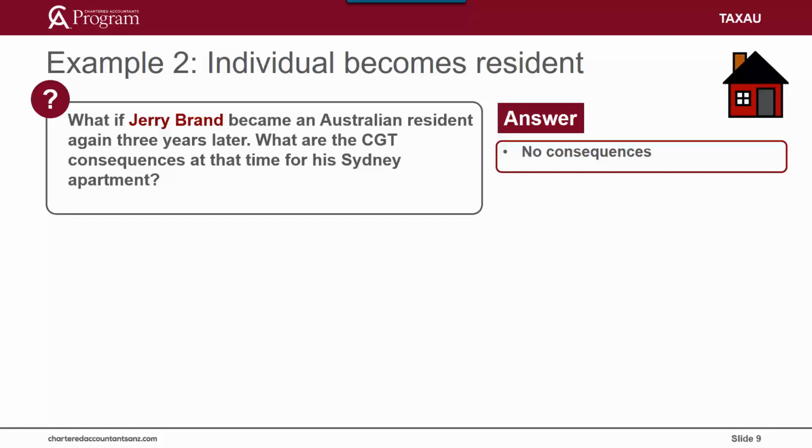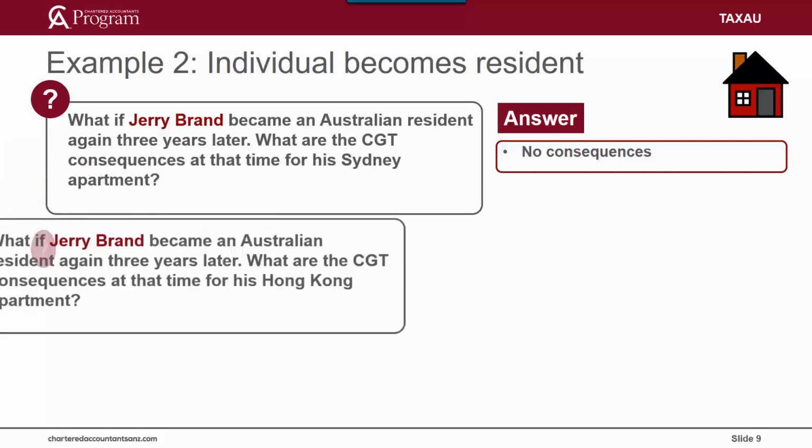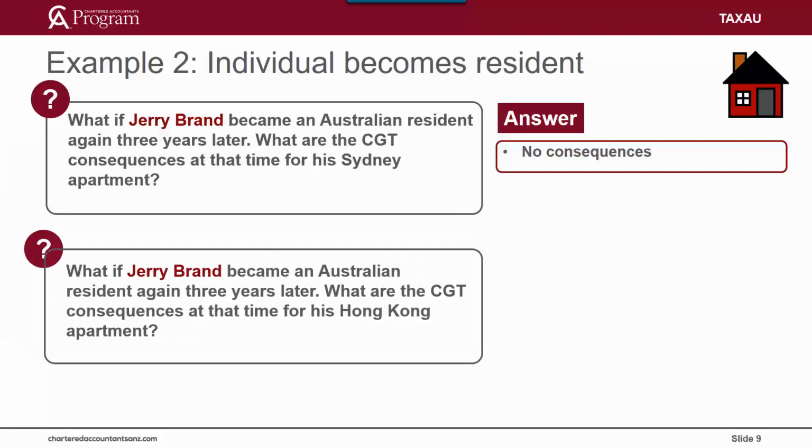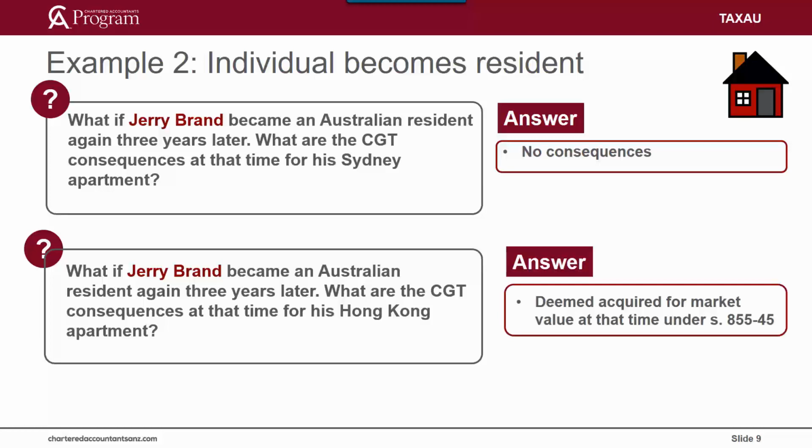However, as noted earlier, when Jerry calculates his capital gain and net capital gain, he needs to consider the exemptions and special rules that might apply, including the application of the main residence exemption and the CGT 50% general discount. If Jerry became an Australian resident again 3 years later, what are the CGT consequences for Jerry's Hong Kong apartment? The correct answer is that, as the Hong Kong apartment is located overseas and is not located in Australia, it is not taxable Australian real property.